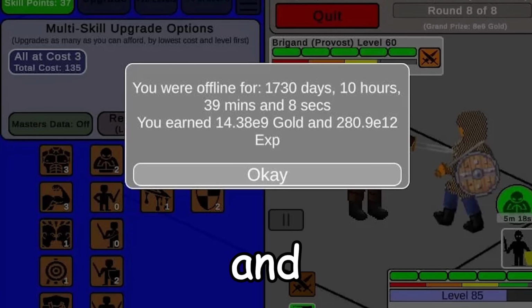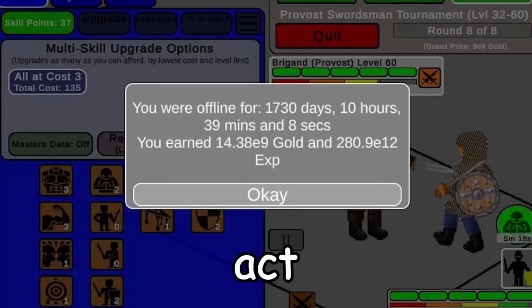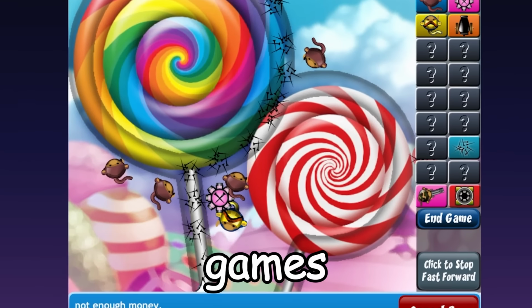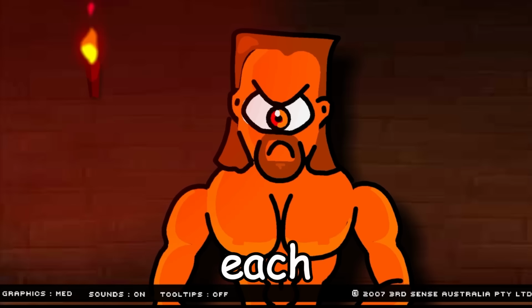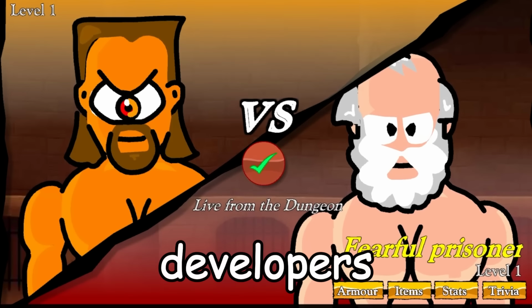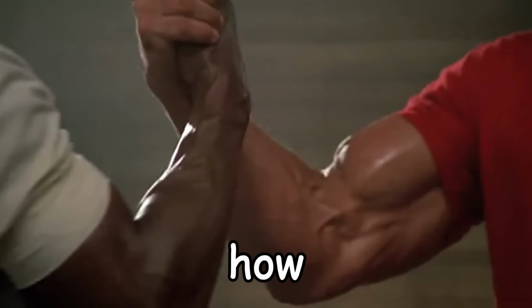Kongregate had achievements and experience points for playing games, turning the act of browsing the site itself into something with progression. You weren't just playing individual games, you were building a profile across all of them. Each portal had its own personality, its own audience, and its own relationship with the developers who supplied it. And that relationship was how the money actually worked.